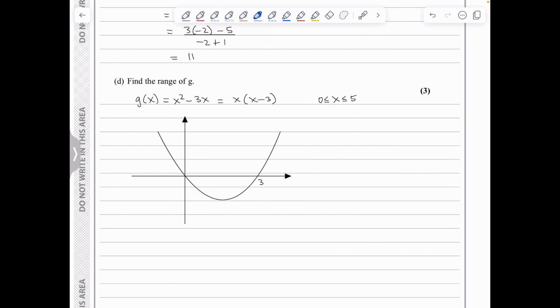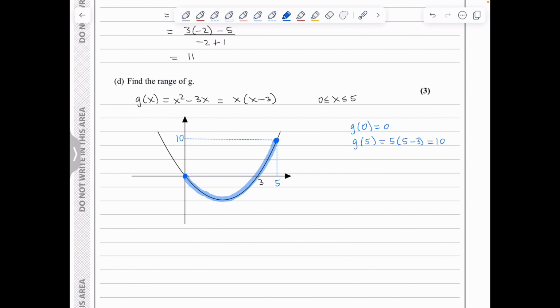I will evaluate g(0) and g(5), the endpoints. So g(0) is 0 and g(5) is 5 × (5 - 3)... sorry, 5 × 5 - 3 × ... which gives me a value of 10. So we know that we are finishing at (5, 10), and we also pass through (0, 0). So this is (5, 10), and this is the origin. So these are the two endpoints. So my function is simply the part between these two. So it's this one here.